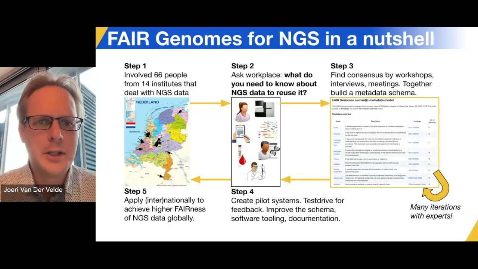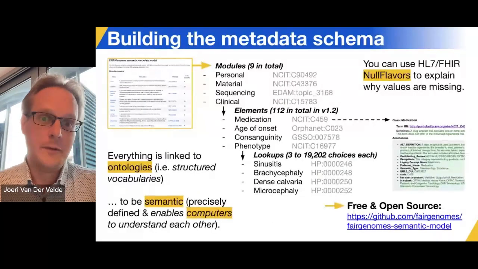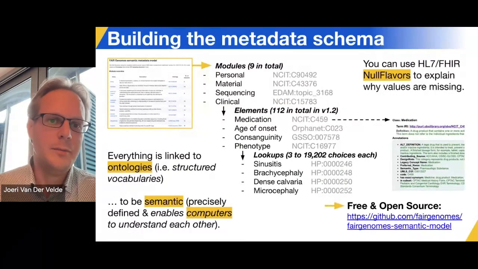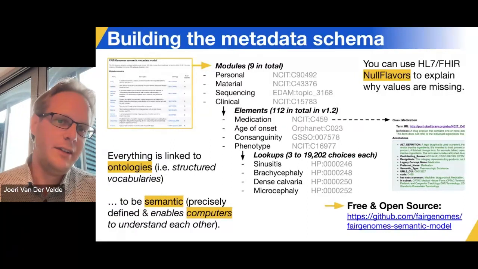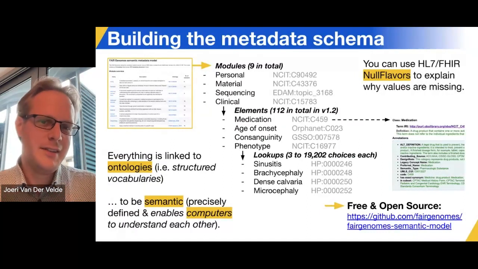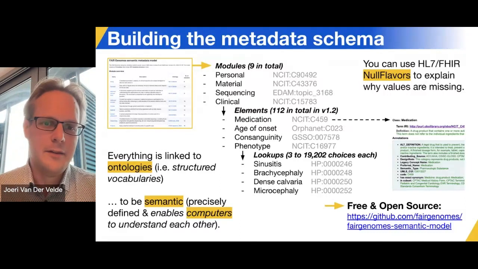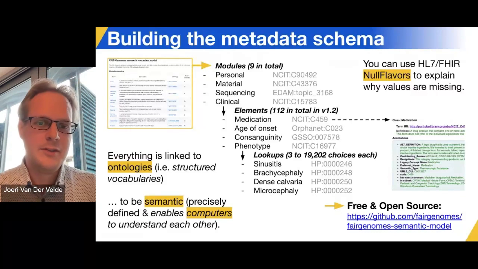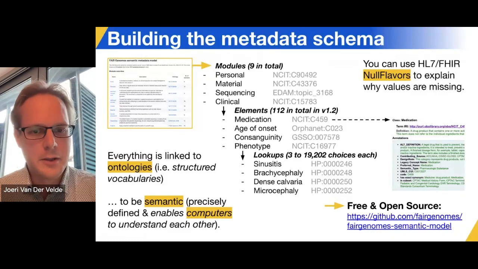So the actual building of the schema, this is what we did. We defined in the end for this type of data, for this domain, 9 modules. They will sound very familiar to you, things like personal, material, sequencing, clinical data. And each of those modules has elements. So essentially, modules are like database tables in a sense, and elements are like attributes or columns. For example, for clinical, you could have a medication or age of onset or consanguinity. And then preferably each of those elements is also given coded value lists. So no free text, of course, but properly coded values.